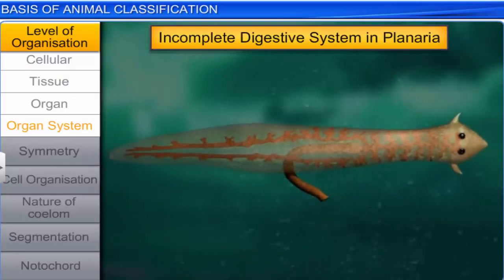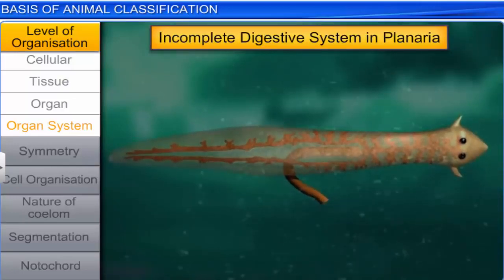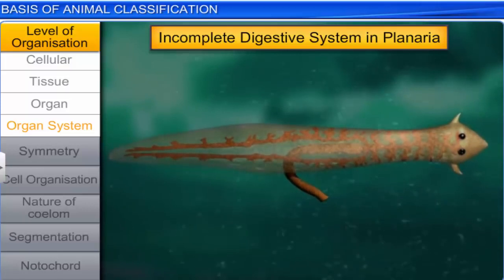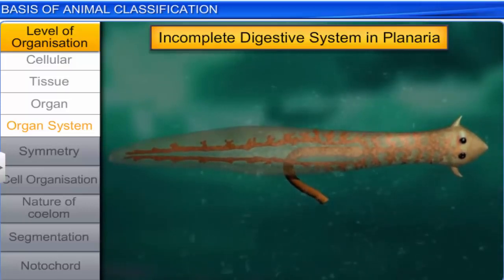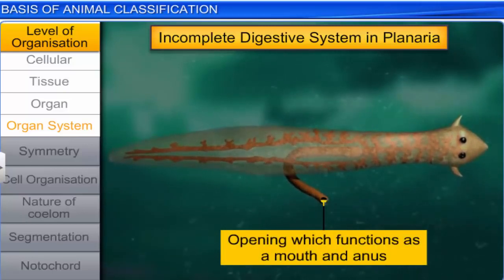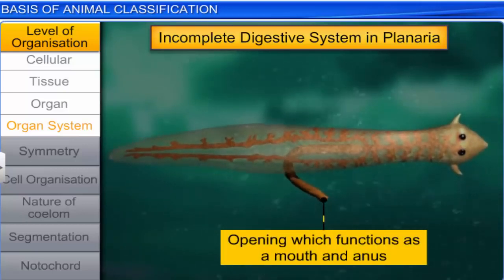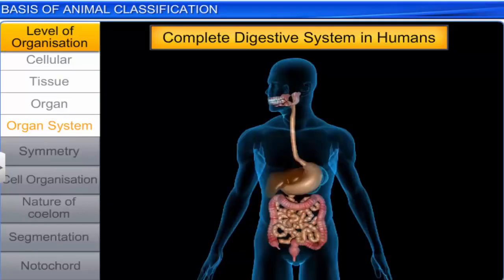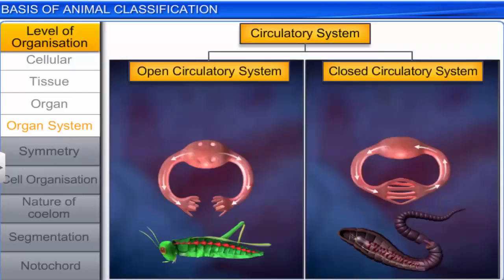For example, Platyhelminthes have an incomplete digestive system, where a single opening outside the body serves as both the mouth and the anus, whereas humans have a complete digestive system that has 2 openings, a mouth and an anus. You will also find 2 types of circulatory systems in animals: open and closed.